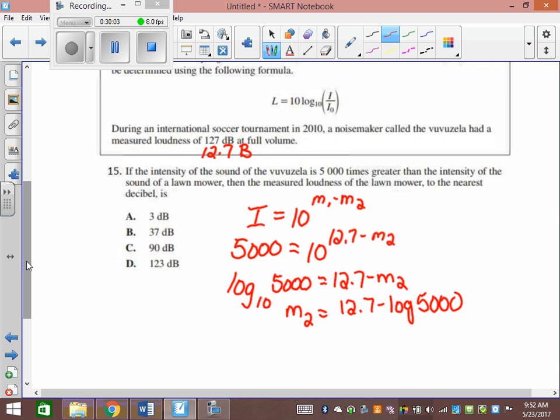So, put in 12.7 minus log 5,000. And you get 9 bells, which is 90 decibels.